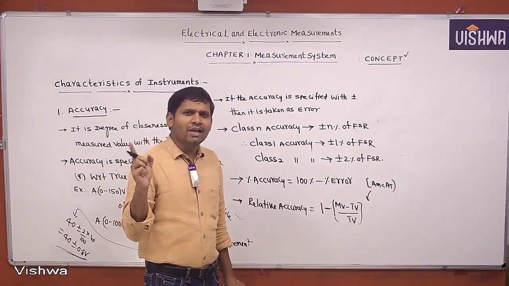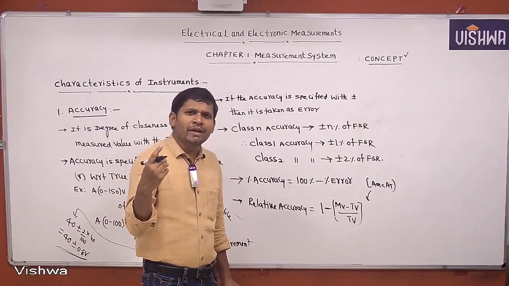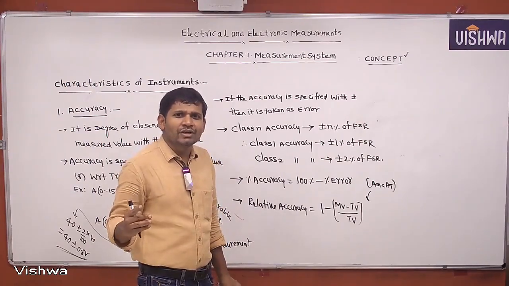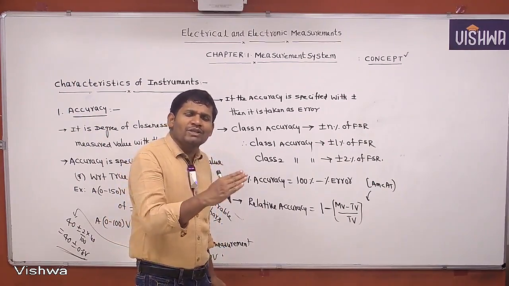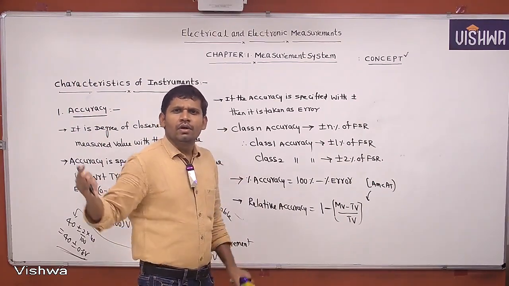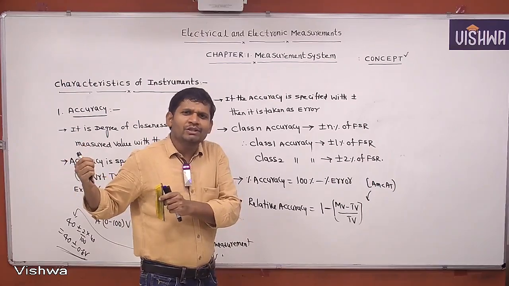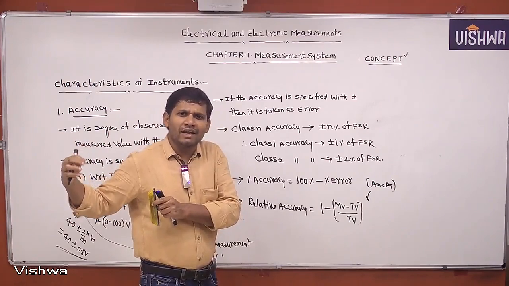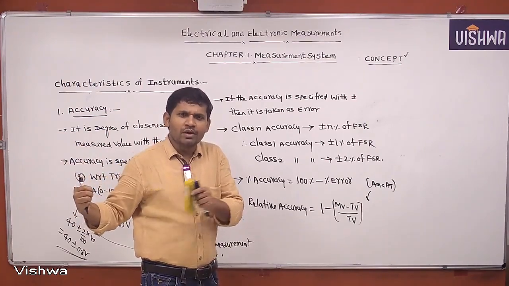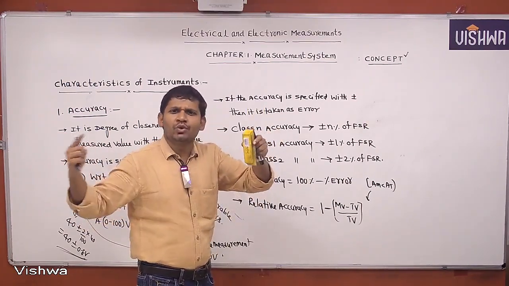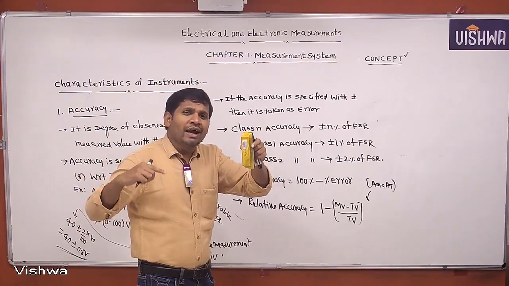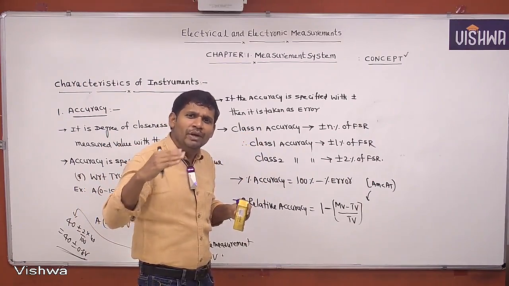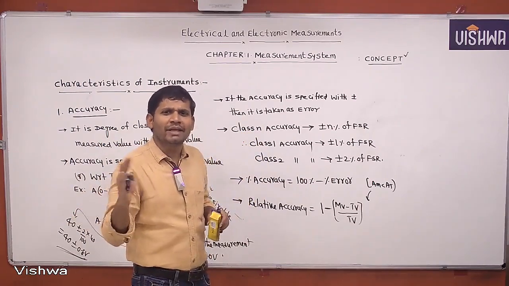What do you mean by calibration? Any instrument we can calibrate. How to do the calibration? By comparison of the measured value with the true value. To calibrate an instrument, the instrument which measures the true value is taken as a reference. Then we compare the measured value with the true value and adjust the mechanism in such a way that the measured value is brought nearer to the true value. That is nothing but calibration.